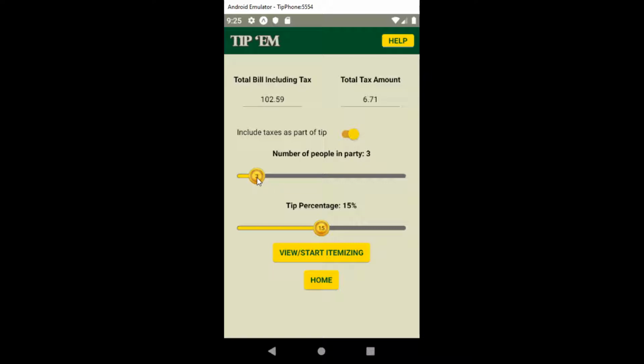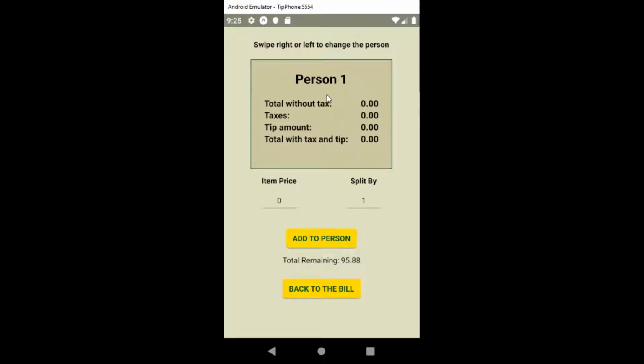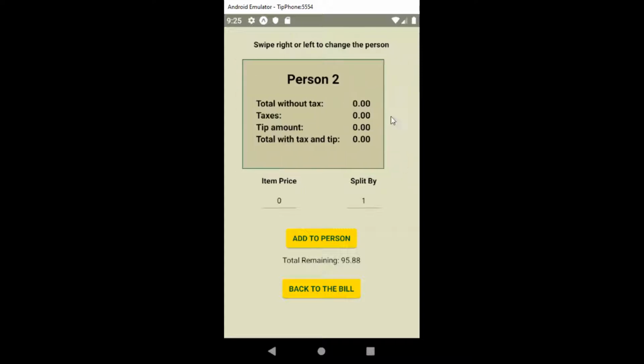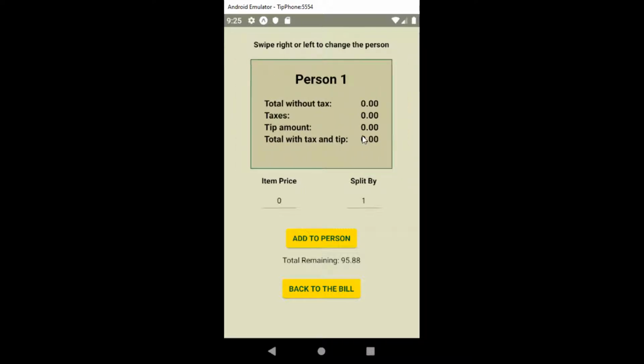Again, we have a number of 3 people, and here we can set the percentage of the tip. Let's set this up to 20%. Once I have this portion ready, I can start itemizing. I'm going to click on the first one, and this brings up a screen, and this now shows we have person 1, and if we swipe left, we can swipe through and go through each individual person.